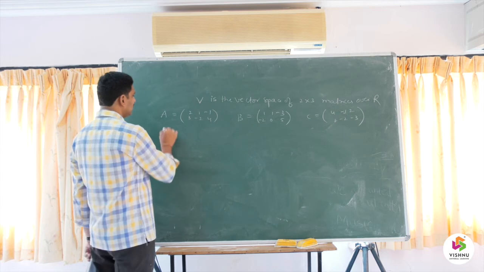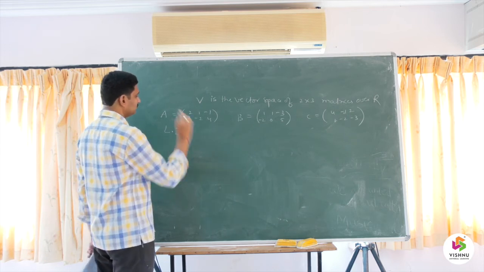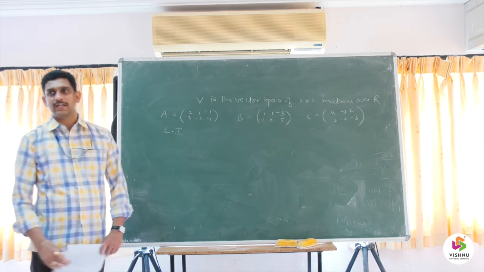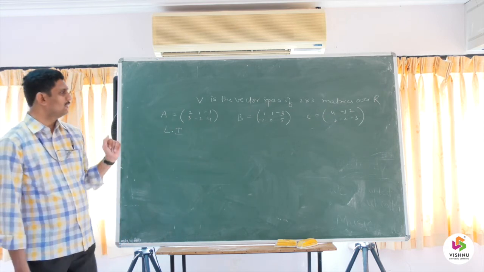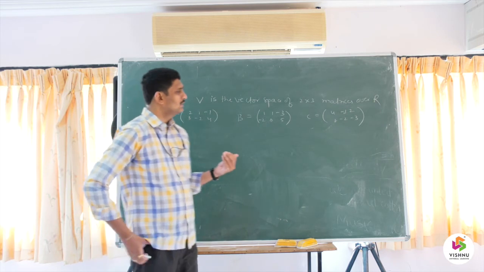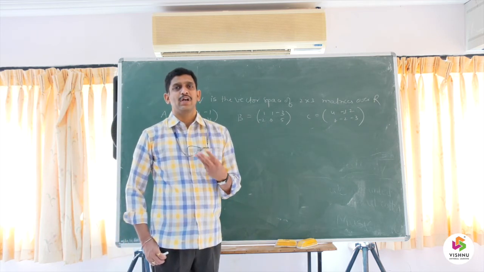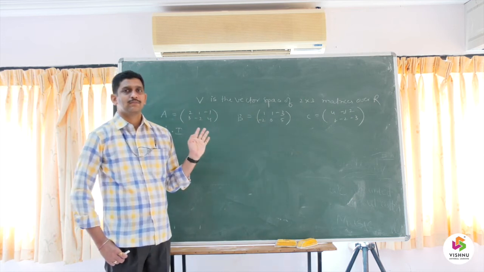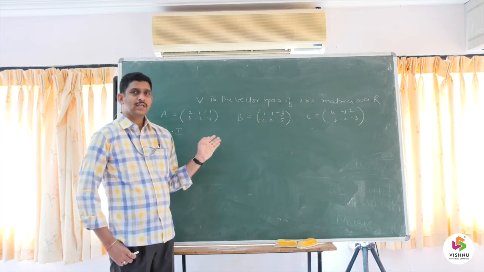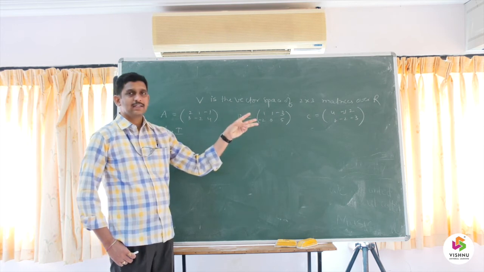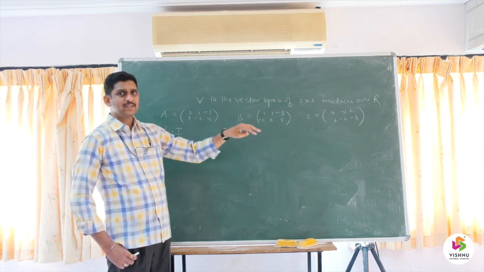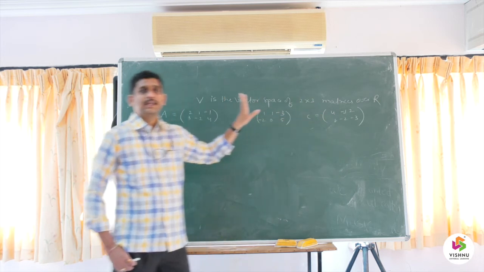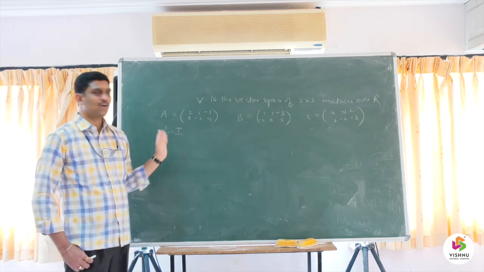And I want to show that these are linearly independent. Now there is an interesting thing here. So far we have taken the vectors as either 2D or 3D points. Here I have taken the vectors as matrices. Now I want to show that the 3 matrices in the vector space which contains all 2 by 3 matrices are linearly independent. That I want to show.